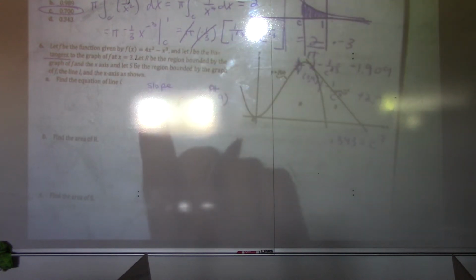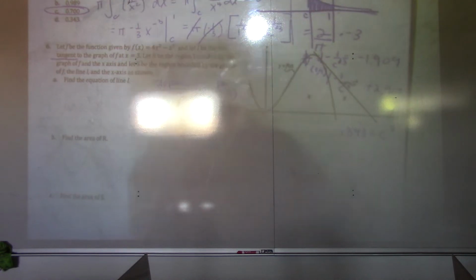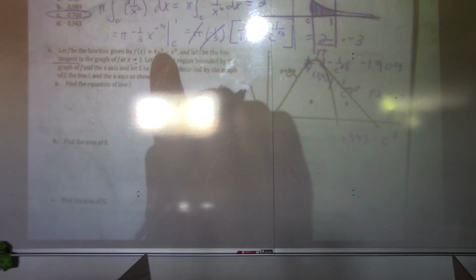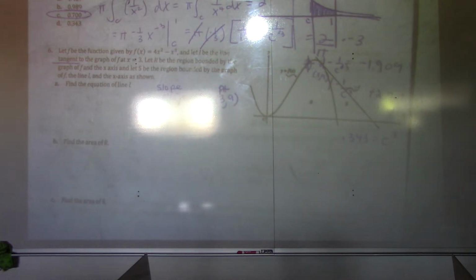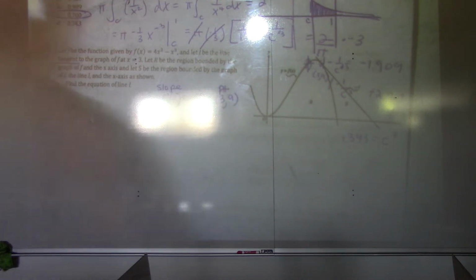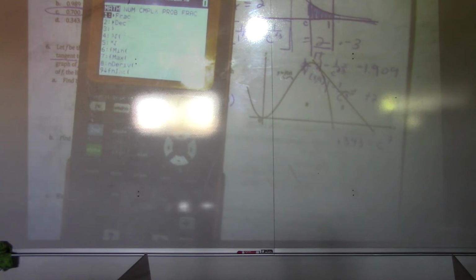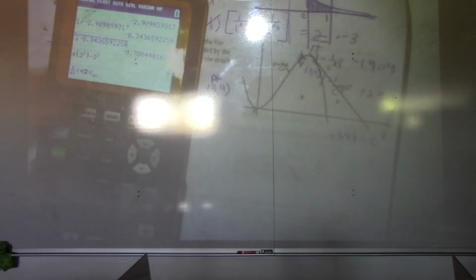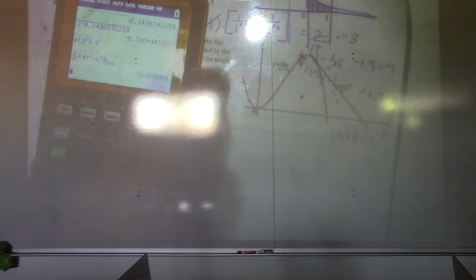Now to find the slope, the slope is just going to be f prime of 3. You can take the derivative by hand. That's super easy. If you don't want to, you can do the derivative in your calculator. So math derivative, it's math 8, d dx of 4x squared minus x cubed evaluated at x equals 3. You get your derivative is negative 3.